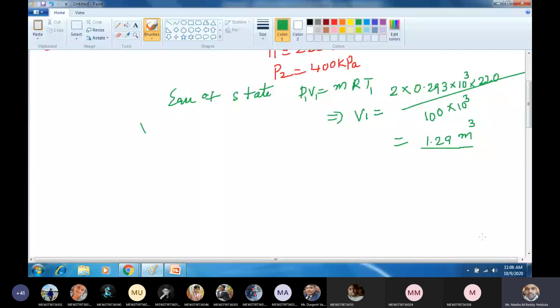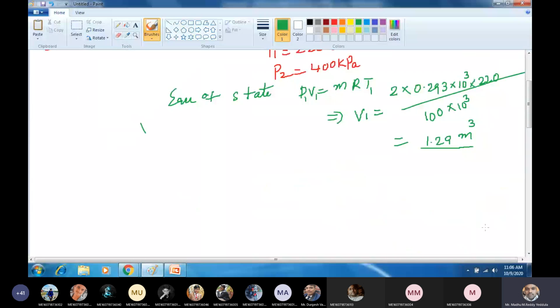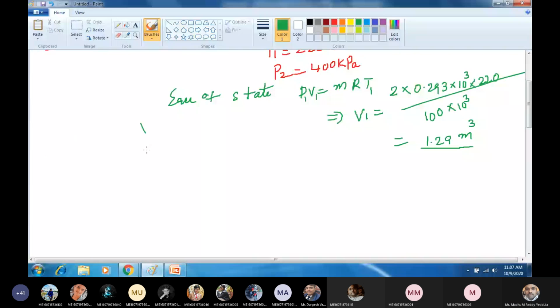You can check afterwards. Can I proceed? You will get the answer now. After getting the initial volume, next is the final volume, V2. Which type of process is it? It is an adiabatic process. Between state 1 and state 2, for the adiabatic process, P1 V1 power gamma is equal to P2 V2 power gamma.